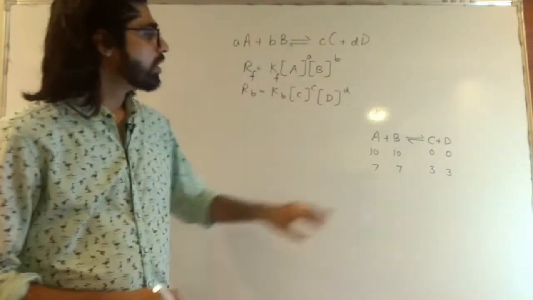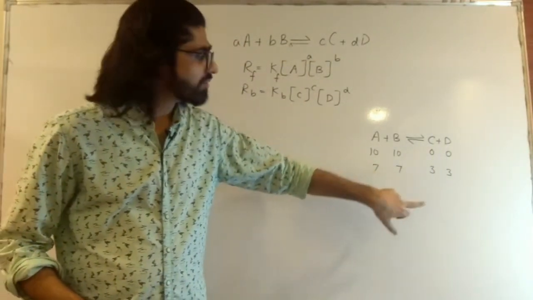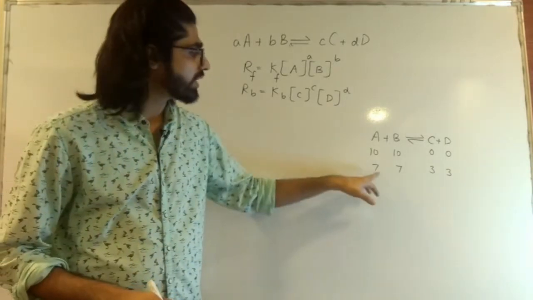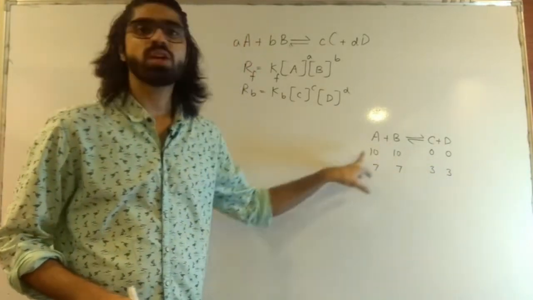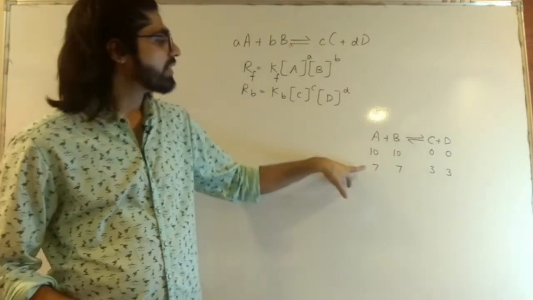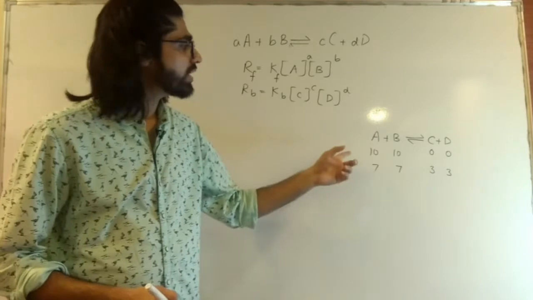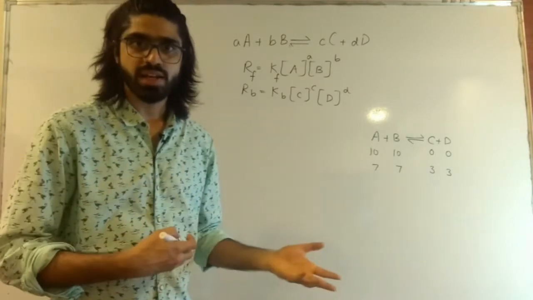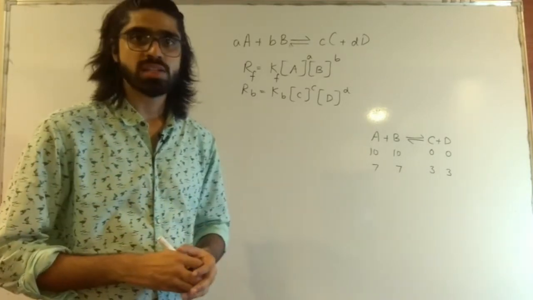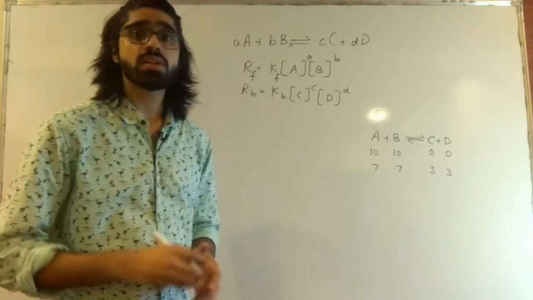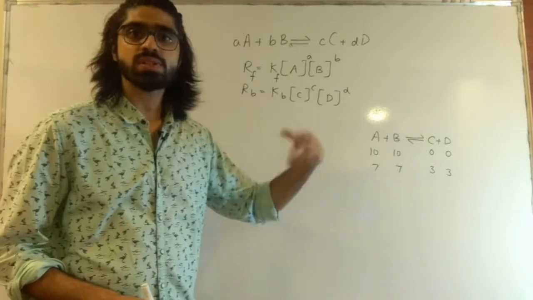So in the vessel, along with 7 moles of A and B, we will have 3 moles each of C and D also present. Now these concentrations or numbers will remain constant. When the concentrations of A and B don't change, or the reaction does not proceed in any of the directions, we say that equilibrium has been established. Now at equilibrium, does it mean that everything has stopped? The answer is no. At equilibrium, the reactions are still going on.